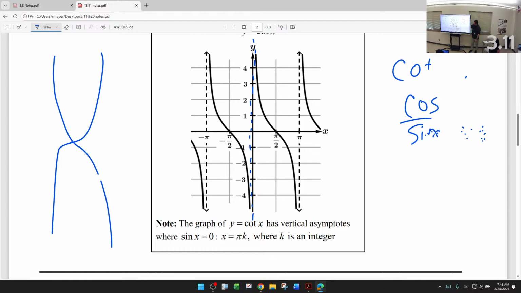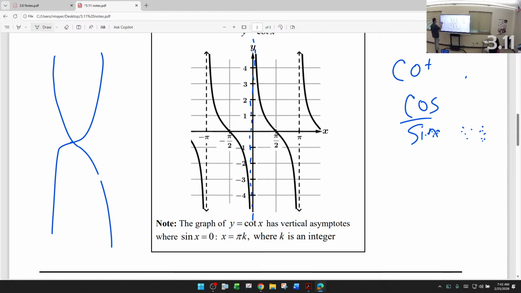Tangent's undefined when cosine is 0, because it's sine over cosine. Secant is undefined when cosine is 0. And cosecant is undefined when sine is 0. And if you know all that stuff, you're pretty good with these questions. Because, again, those are the type of questions they're going to ask you. Where are the asymptotes? Where are the zeros?